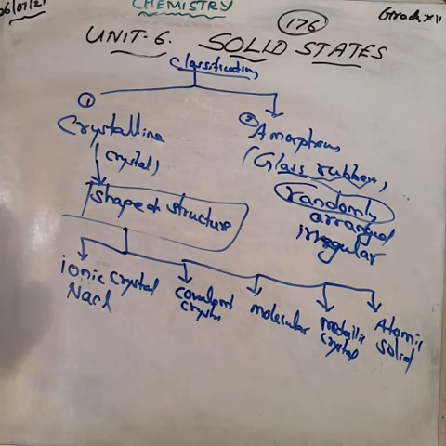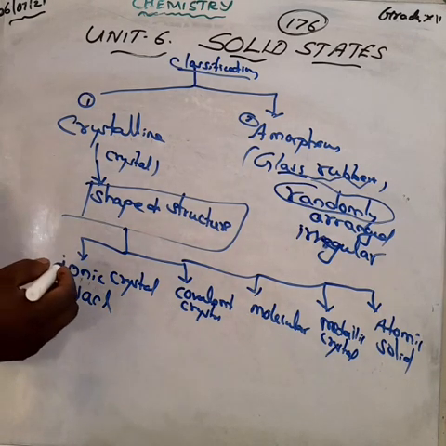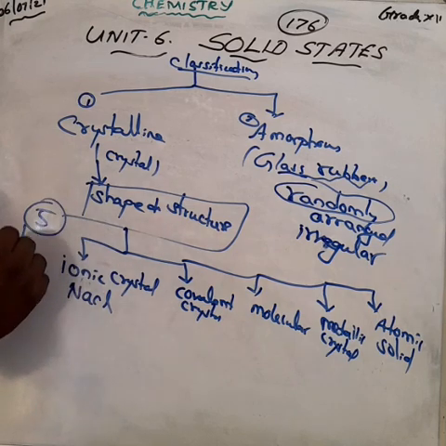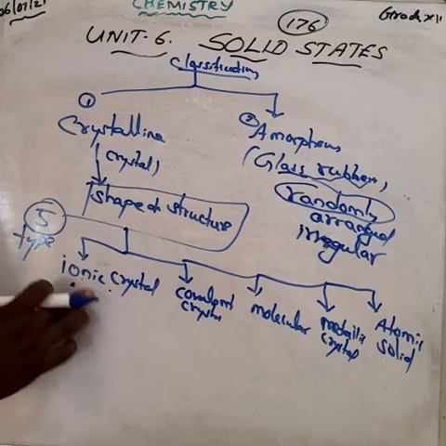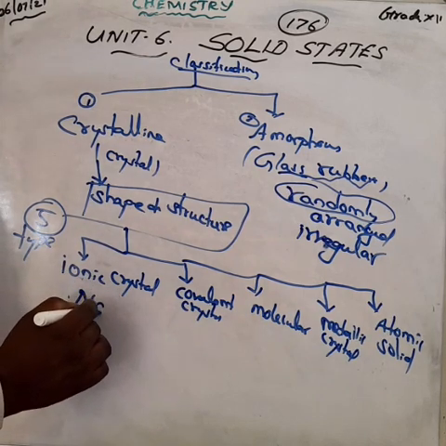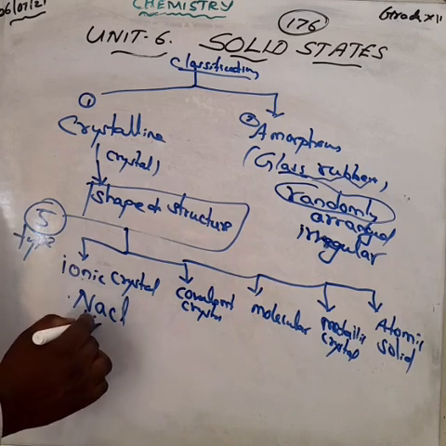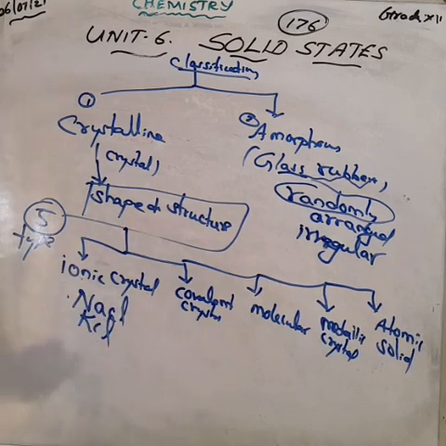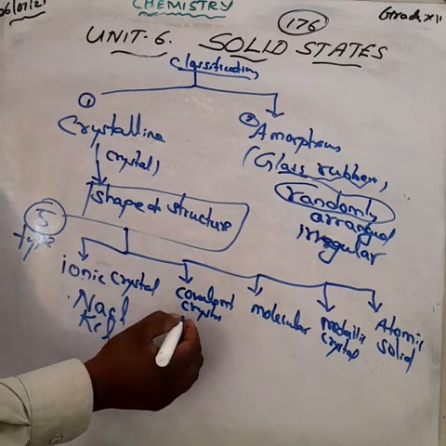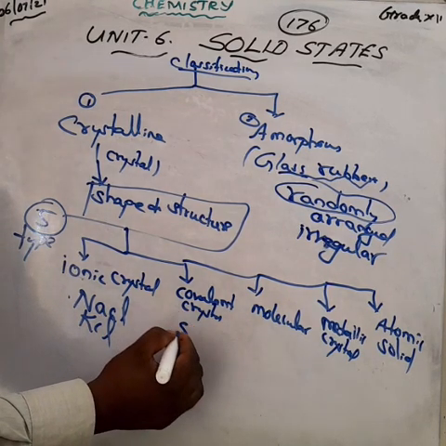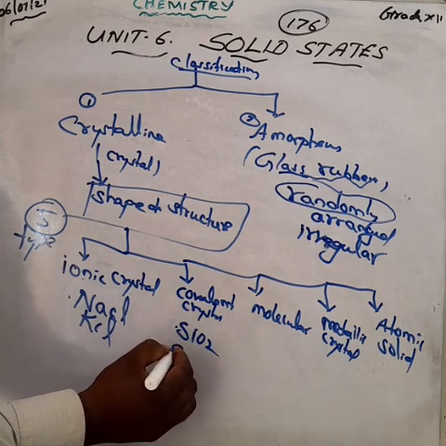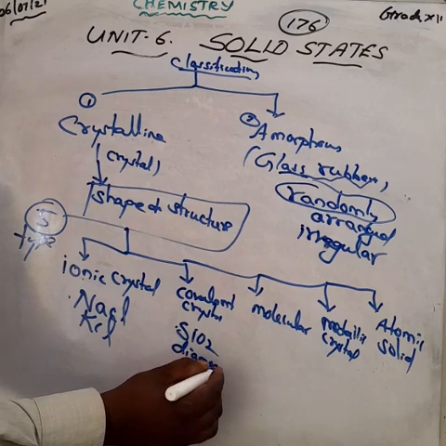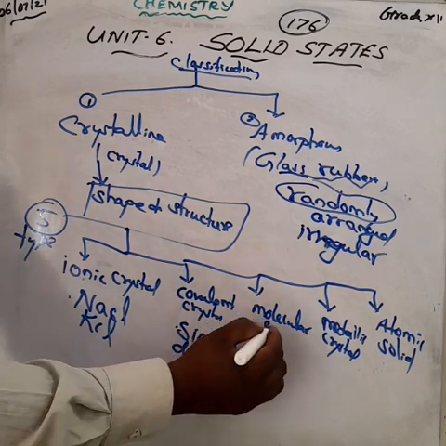Next, the crystalline solid is again classified into 5 types. One is ionic crystals. Ionic crystals, for example sodium chloride, NaCl, and potassium chloride. These are some examples. The second one is the covalent crystal. Covalent crystals, all of you know, silica, SiO2, and diamond. Already we discussed diamond.